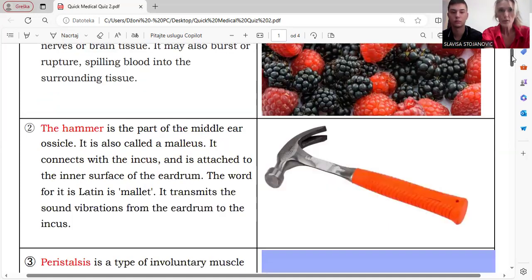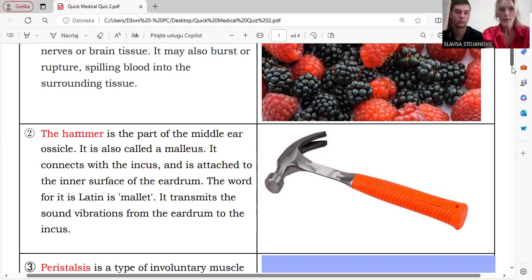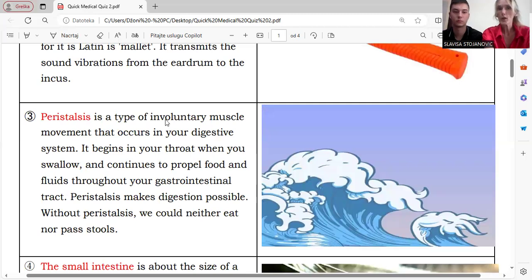Okay, so number two, we had the inner ear, so we had the malleus, and it connects to the incus, so the three smallest bones in our body, which is quite interesting. Inner surface of the eardrum, and the Latin word is mallet, as Mihajlo pointed out, and it transmits sound vibrations. And peristalsis, so these are involuntary, wave-like movements in our digestive system, and it propels or pushes the food and fluids throughout our gastrointestinal tract, so we get all the energy we need for our life.